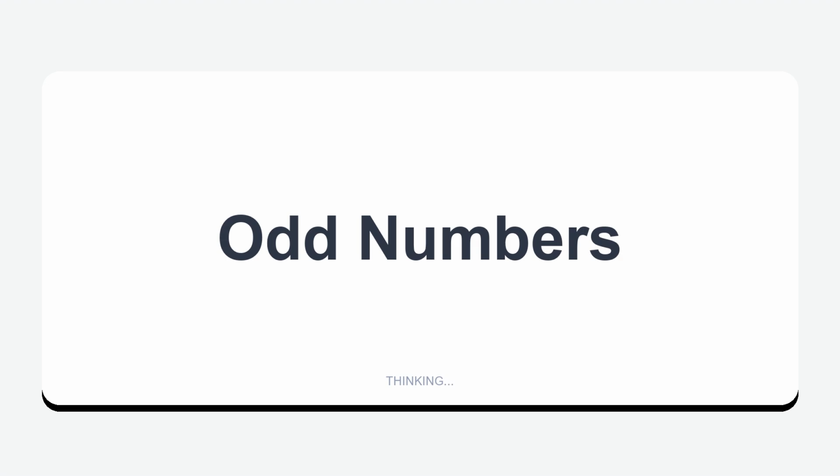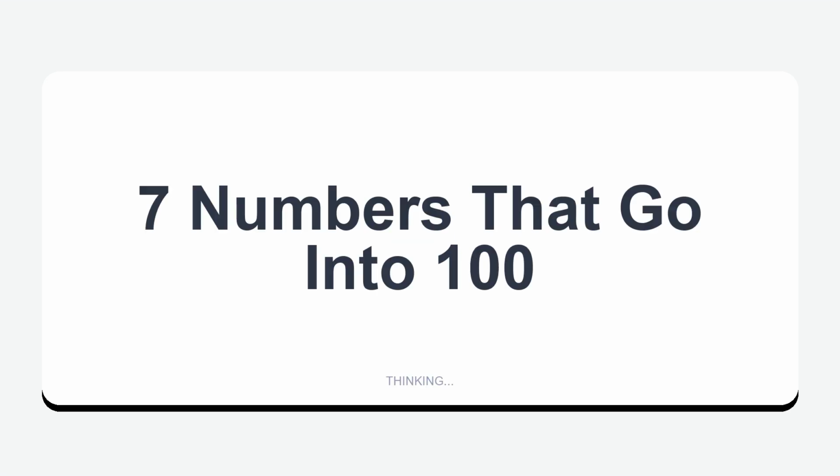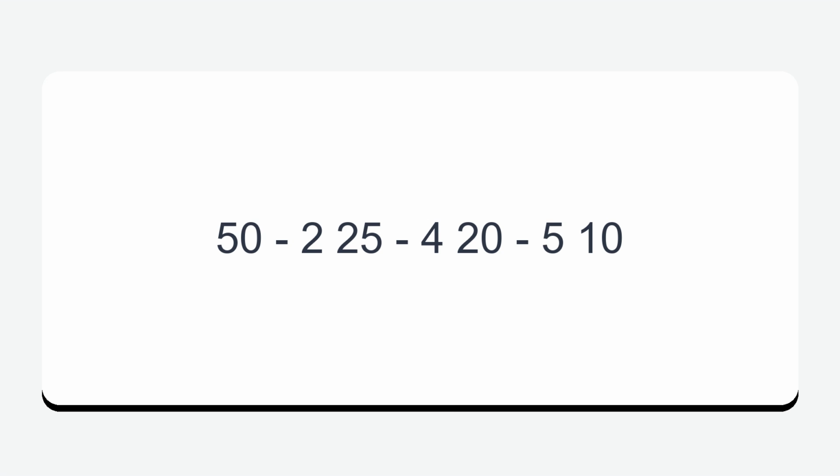Odd numbers: 1, 3, 5, 7, 9. What is the probability? Formula: part over total. 7 numbers that go into 100: 50 to 225 to 420 to 510.